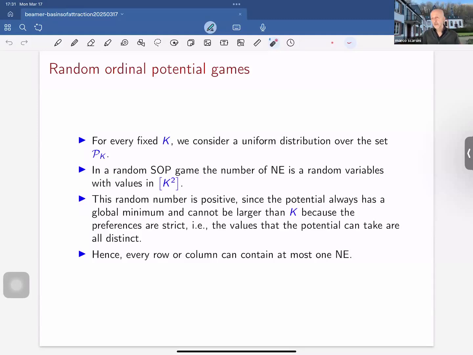Actually, it cannot take values that are too large, because in any row or in any column, there can be at most one Nash equilibrium. Why? Because preferences are strict. So there's only one possible local minimum in each row or in each column. So the maximum number of Nash equilibria in this class of games is actually k. Okay? Because each row or column can contain at most one Nash equilibrium.